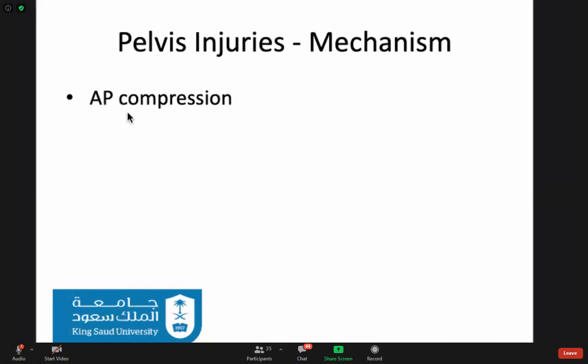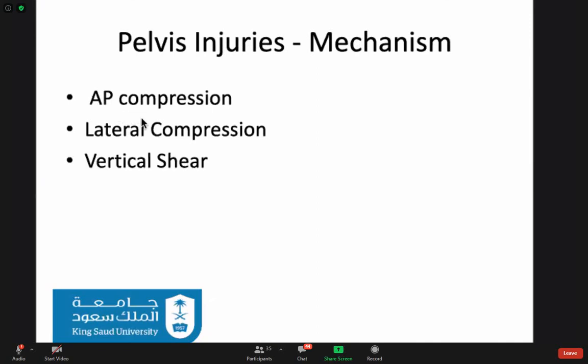So mechanism: anterior posterior compression, lateral compression, or vertical shear. They're as the names. So AP means compression from anterior to posterior, posterior to anterior. Lateral compression means it is from the side. You get hit from the sides and you have compression.